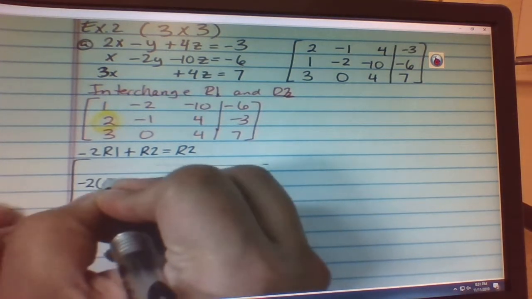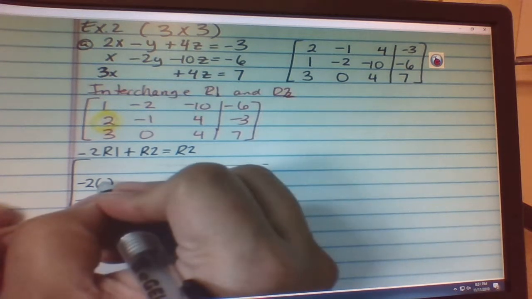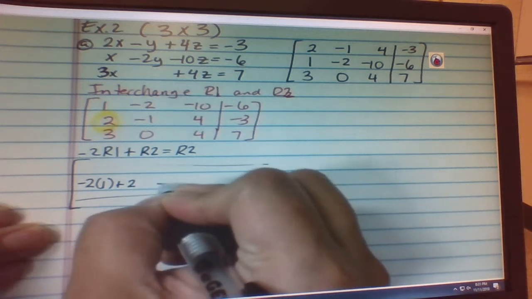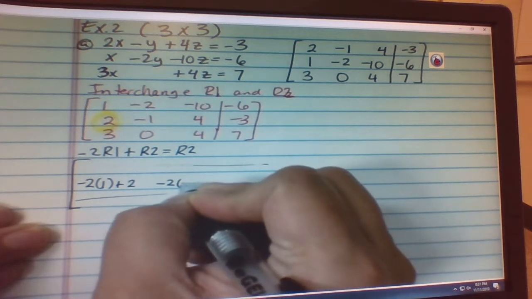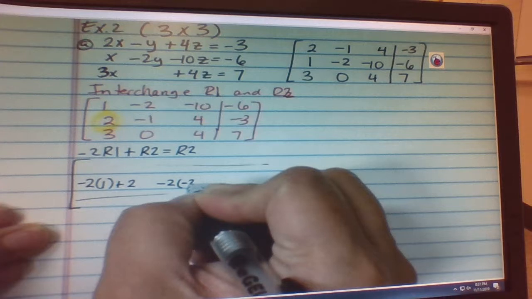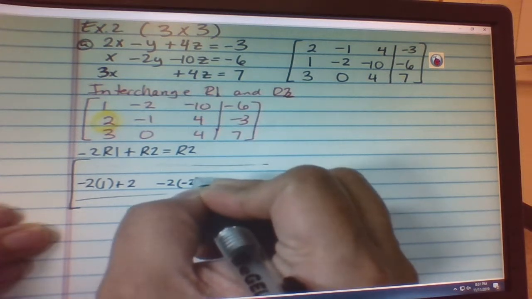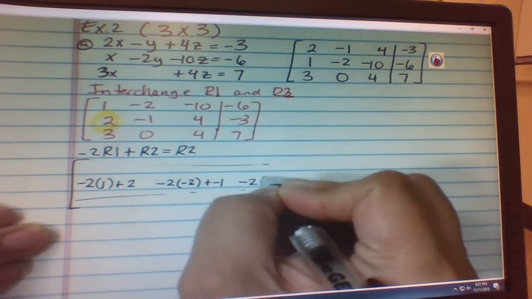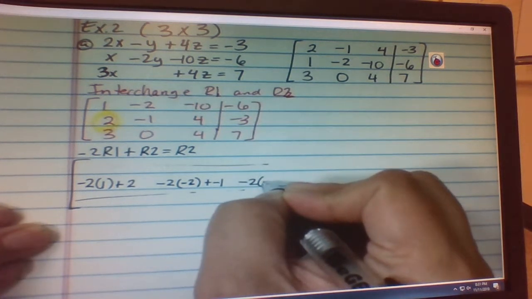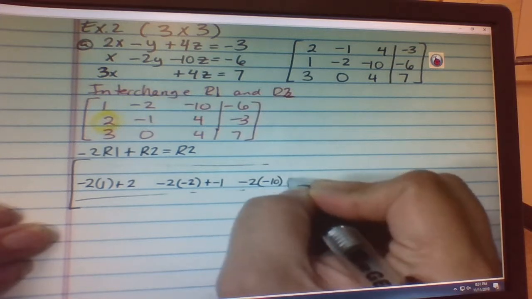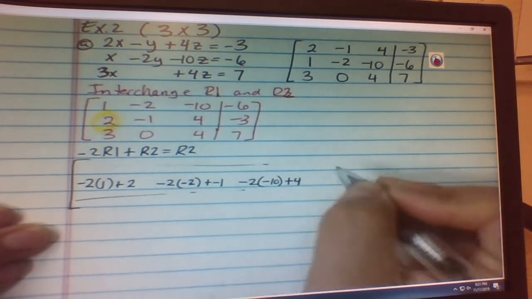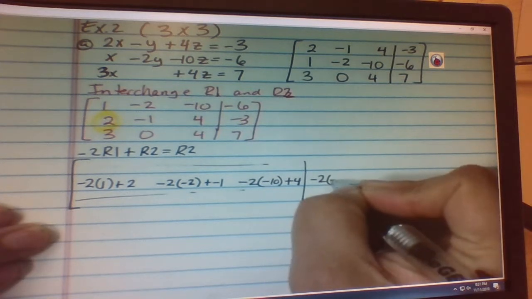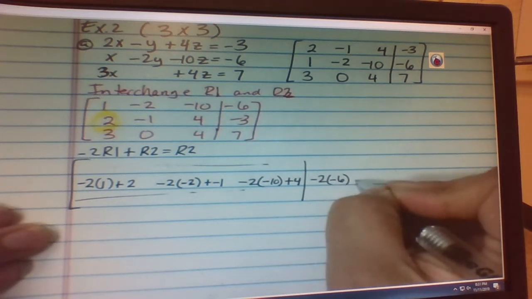-2 times 1 plus 2. -2 times -1, negative -2, plus... negative -1. -2 times -10 plus 4. -2 times -6 plus -3.